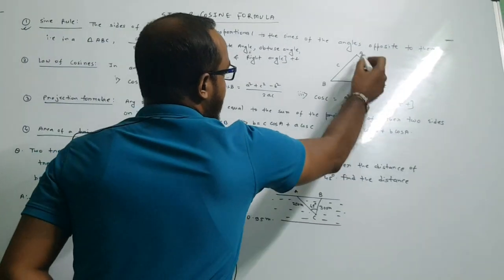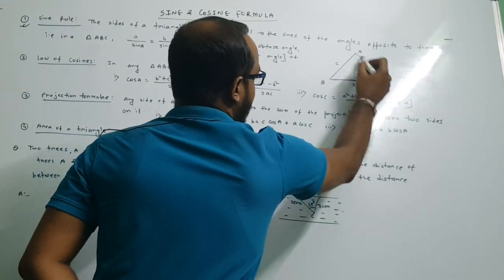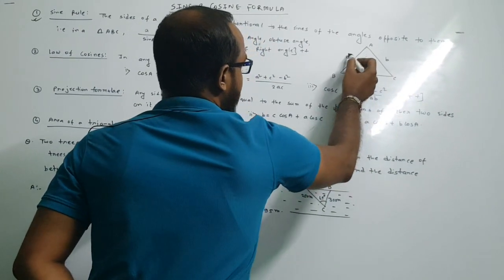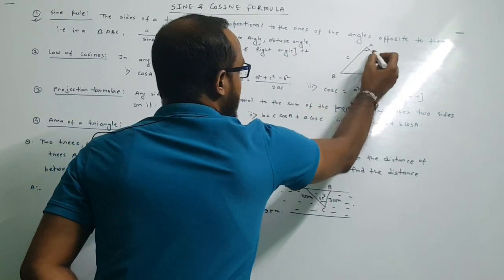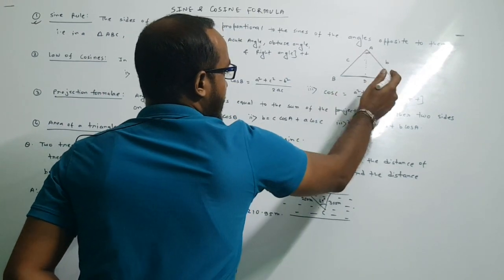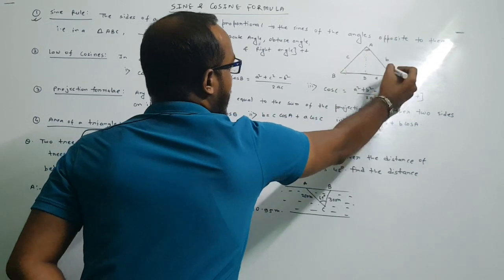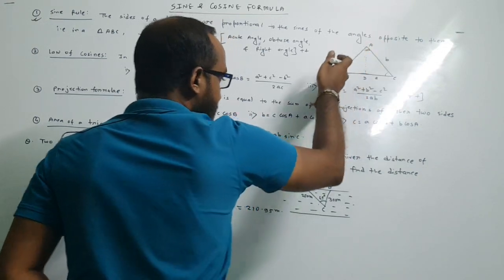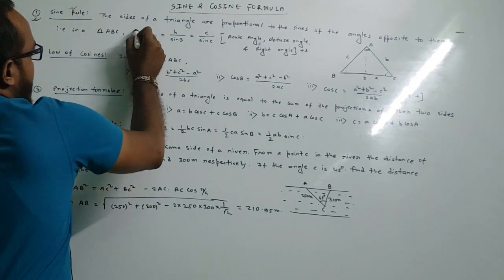Let we have a triangle ABC and their length, this side length is A, this side length is B and this side length is C. If you kindly observe, the opposite side of angle A is A. Opposite side of angle B is B. Opposite side of angle C is C.